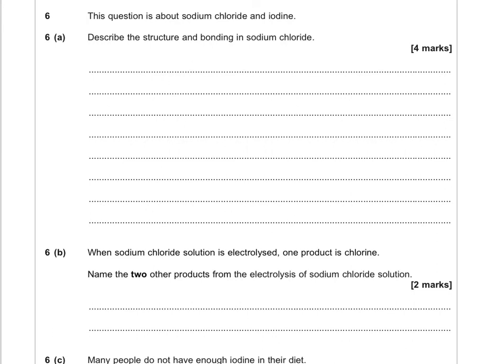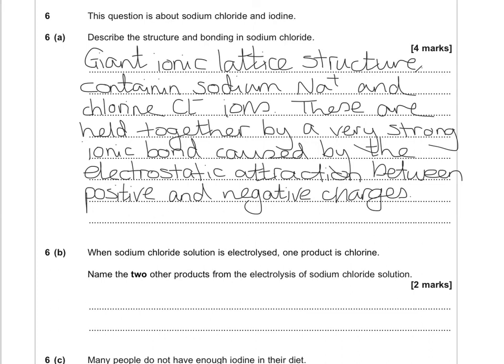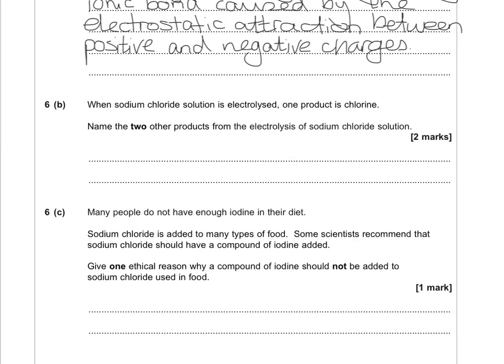Now it's very strong because the electrostatic attraction between positive and negative is very strong. If you wanted to here, you could also include a dot cross diagram to show the formation of sodium and chlorine ion, and you could also draw, if you wanted to, the lattice structure.